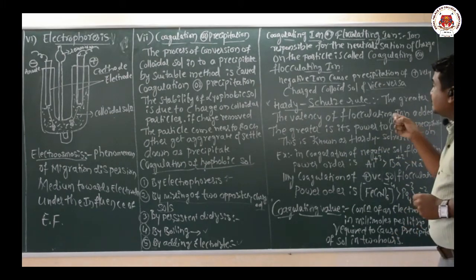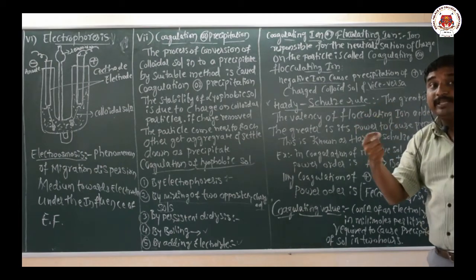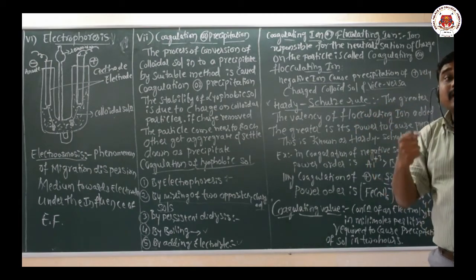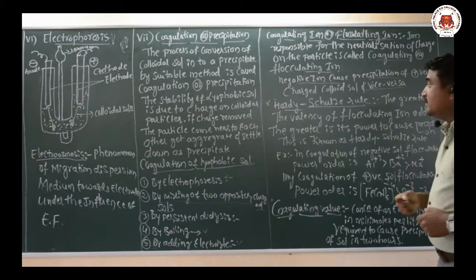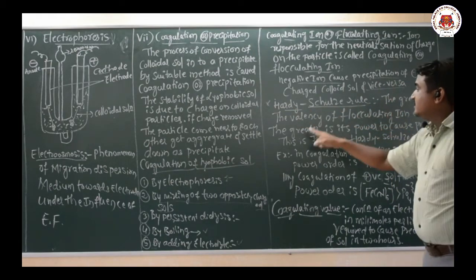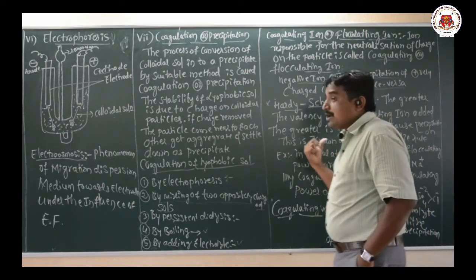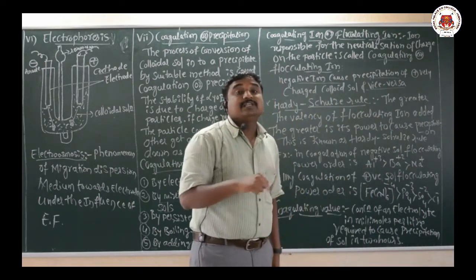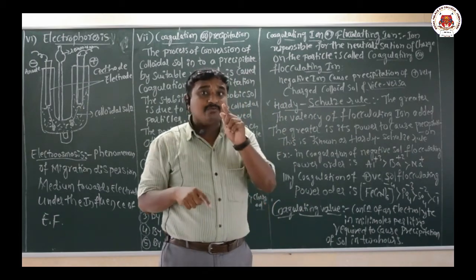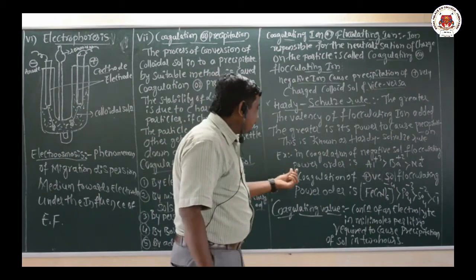Note, when the valency of the ion increases, its power of coagulation is greater. That rule is called the Hardy-Schulze rule. Next, here I have given an example: in the coagulation of a negatively charged sol, for that we have to add positive ions. Now here I have given one example.